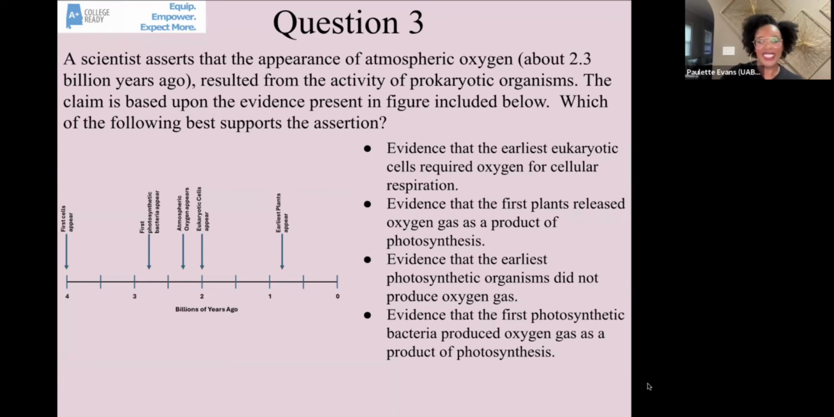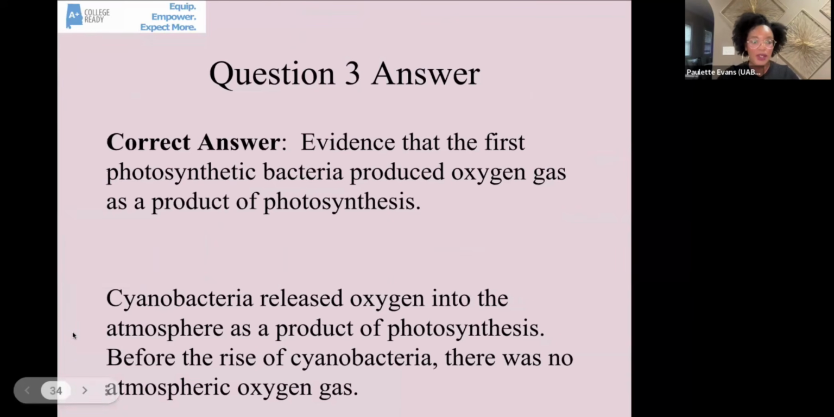Okie doke. Let's see the correct answer. The correct answer is evidence that the first photosynthetic bacteria produce oxygen gas as a product of photosynthesis. Cyanobacteria release oxygen into the atmosphere as a product of photosynthesis. Before the rise of cyanobacteria, there was no atmospheric oxygen gas. Super important.